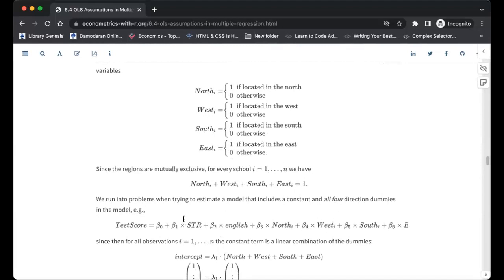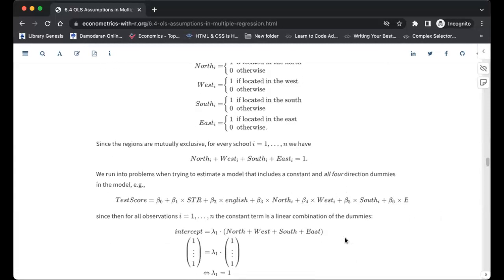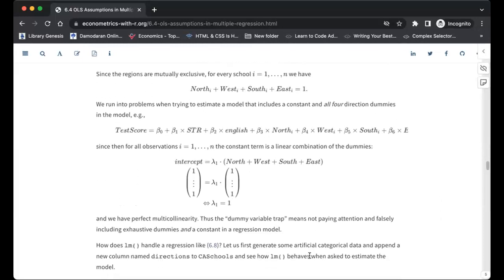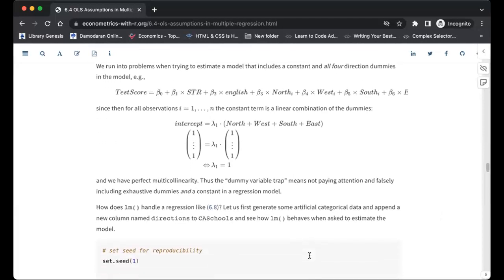So we have two options. Either we drop the intercept and estimate the model including all the dummy variables we have created, or we drop one of the dummy variables. Which dummy variable we drop doesn't really matter, but we have to drop one of them. We cannot include all four dummy variables and the intercept as well, since for all observations i equals 1 to n, the constant term is a linear combination of the dummies. This automatically gives rise to the dummy variable trap.